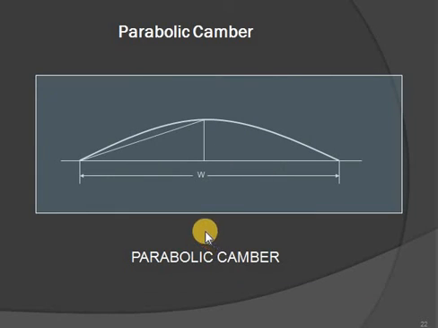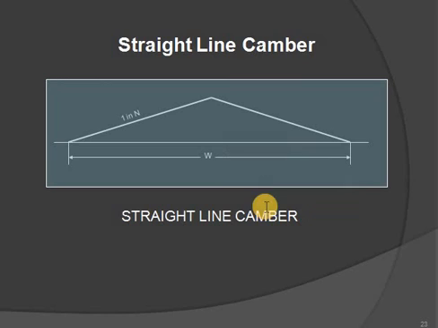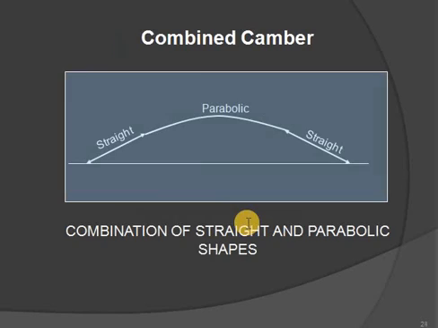And this is the parabolic camber. This is the major one provided in all the roads. This is the regular one, and then straight line camber and combined camber. You can see here the combination of straight and parabolic shapes.